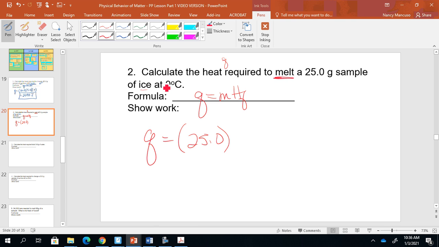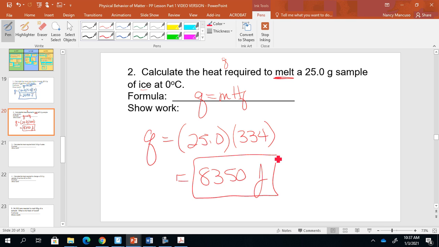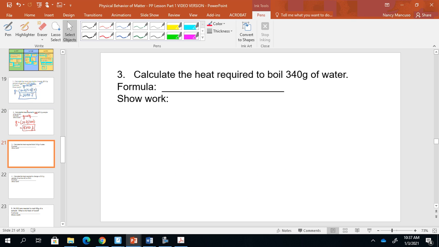Hf, and it's ice, so that means it's water. So I'm going back to Table B. Hf is heat of fusion, and it tells me right on this chart, heat of fusion is 334. Punch it into the calculator. 25 times 334 equals 8350. Capital J for joules. That's it. Go on to the next one.